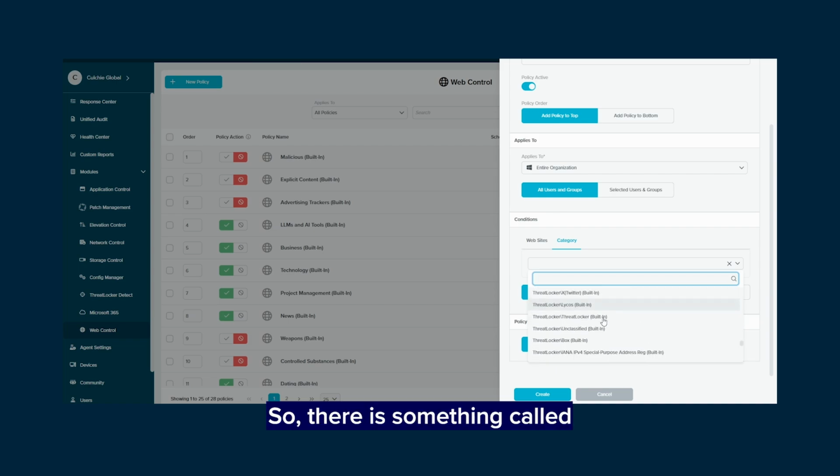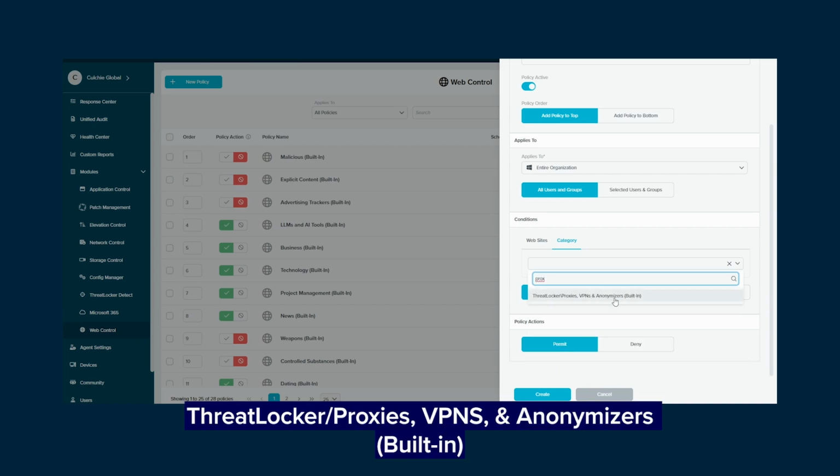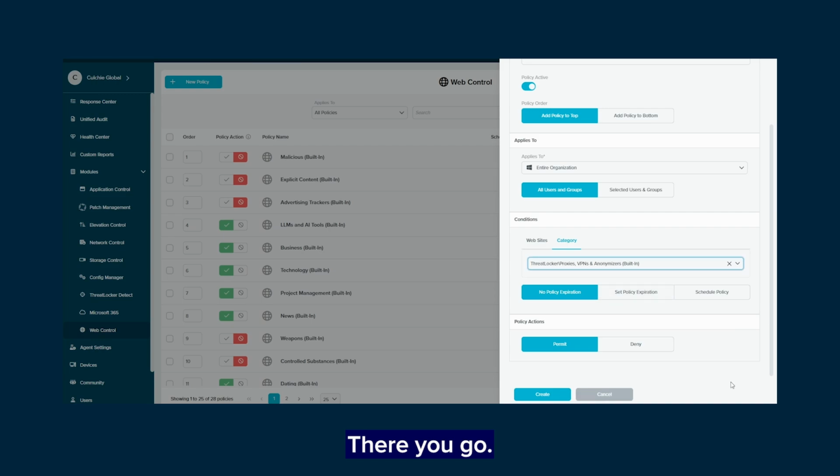So there is something called proxies and VPNs anonymizers. Boom. There you go. Nice. You can add that as a block.